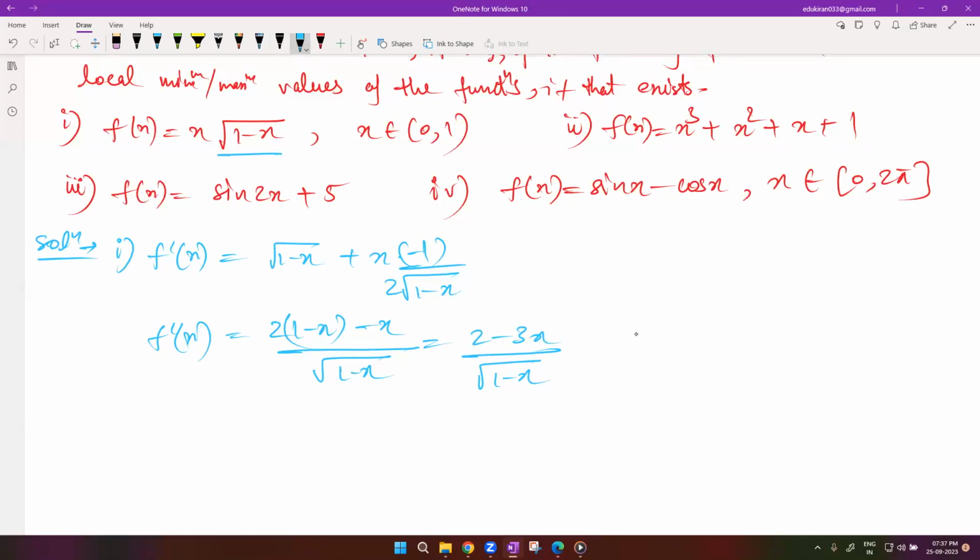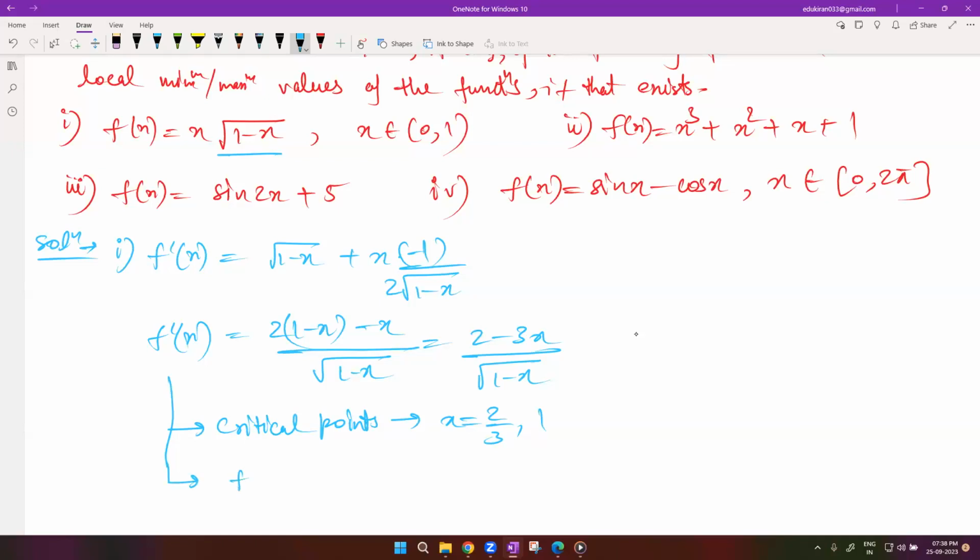This should be (2 minus 3x) over root over (1 minus x). So if you want to find out critical points, so first of all, critical points are when f dash x is 0, right? That should be at 2 by 3. And when your f dash x is not defined, that should be at 1.